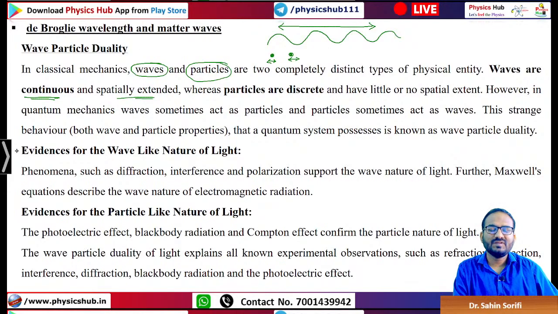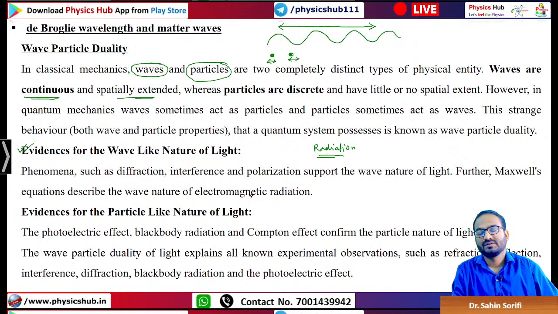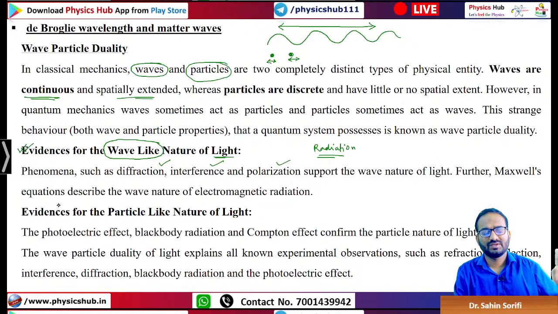Now there are certain evidences for the wave like nature of light. Radiation is mainly perceived as wave in classical mechanics. What is the proof that light is a wave? Phenomena like diffraction, interference, polarization support the wave nature of light. And later on Maxwell gave his 4 equations which describe the wave nature of the electromagnetic radiation. Now this is very common thing.